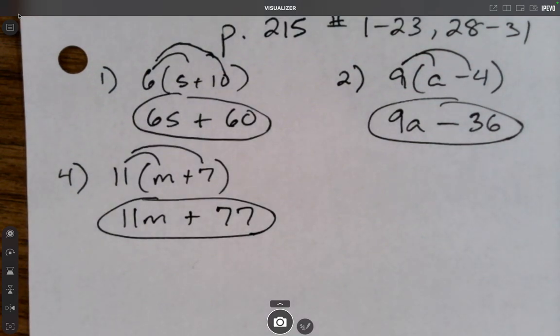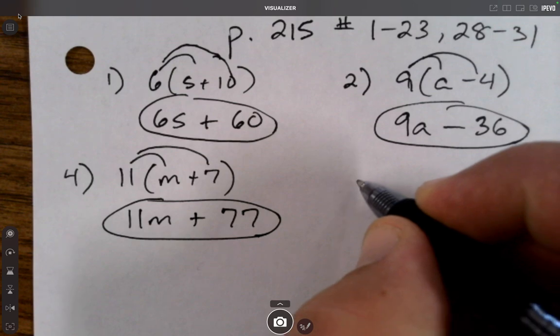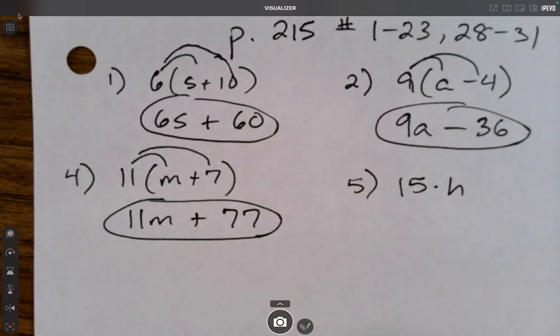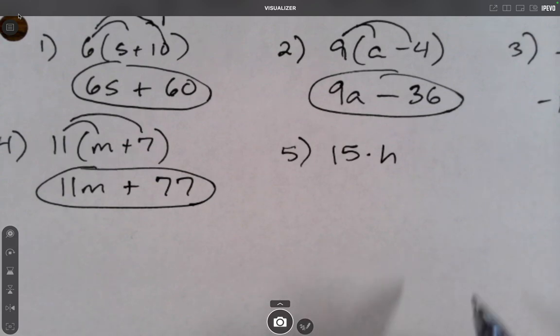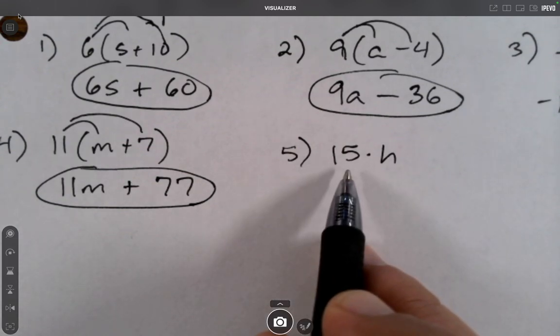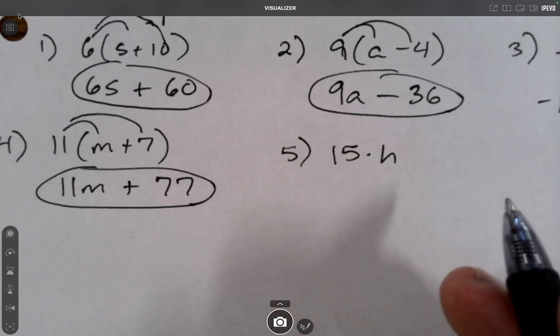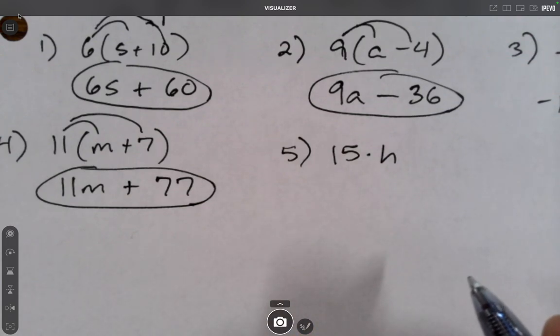Okay, number 5, suppose you pay $15 per hour to go horseback riding. So I'm just going to go ahead and write down 15 times h. I don't know that I have to do that, but I'm just trying to go ahead and work with what they gave me. $15 per hour. You ride 2 hours today and plan to ride 4 more hours this weekend.